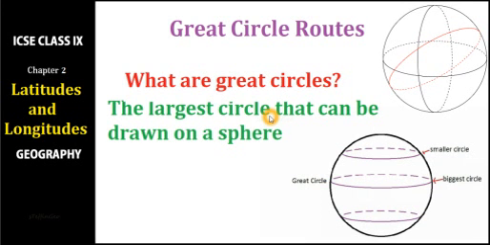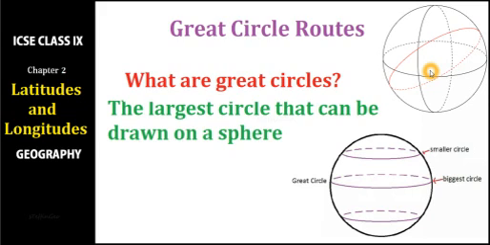Now the next topic is great circle routes. Before we discuss what great circle routes are, we have to see what great circles are. In simple definition, a great circle is the largest circle that can be drawn on a sphere, right? We can draw it in any direction: vertically, horizontally, diagonally. So we can draw innumerable great circles.